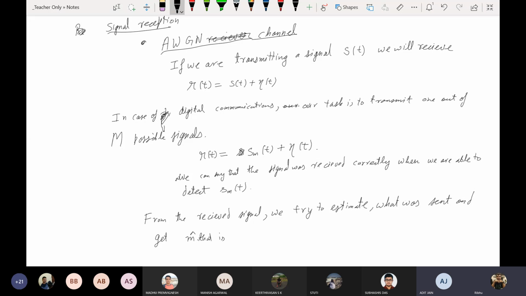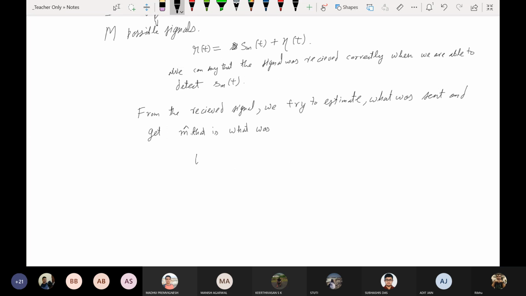So basically, if you remember, we are essentially transmitting ST from the signal constellation S, and S is S1T to SMT.